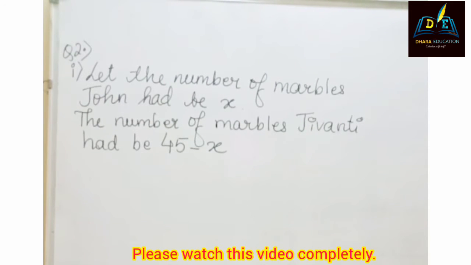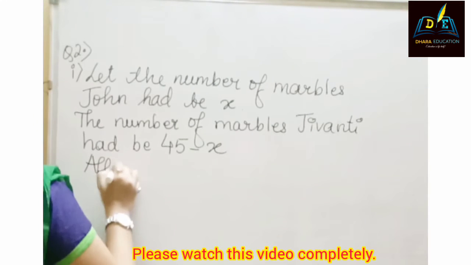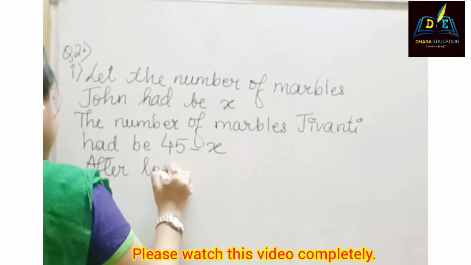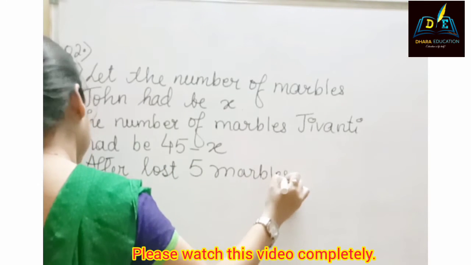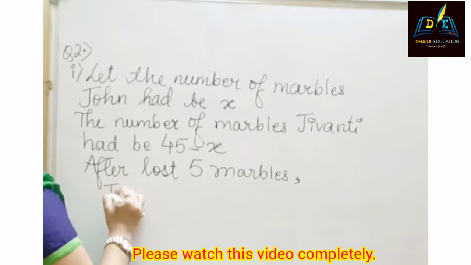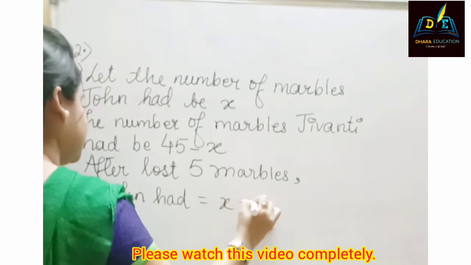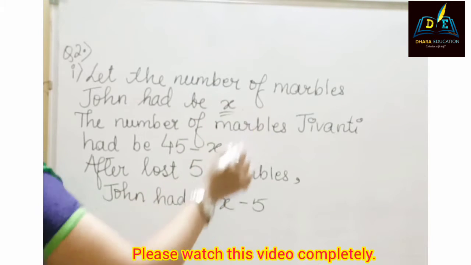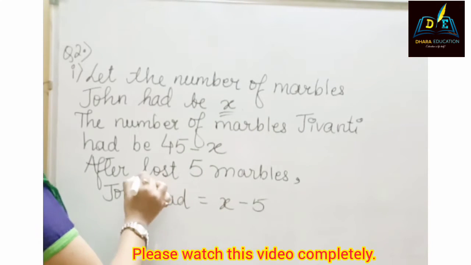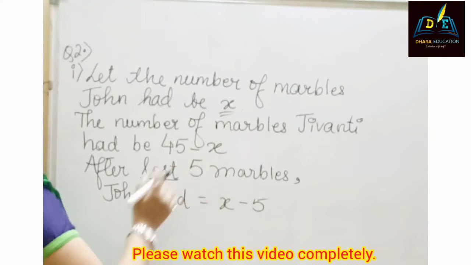So over here, after losing 5 marbles, what will they get? So let's start. After losing 5 marbles, John had x minus 5, because John's number of marbles was x. So I have put it x minus 5 because of lost. Lost means you need to make it clear that this will act as a minus sign over here.